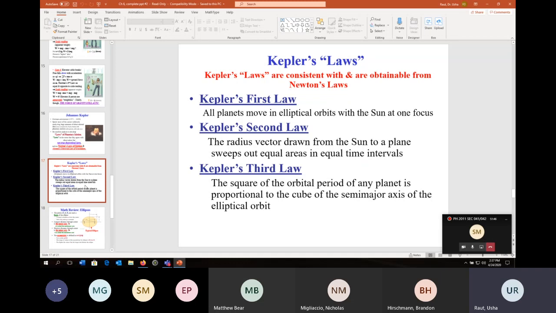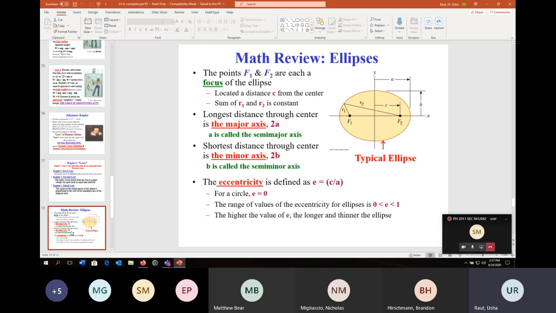It's not circular. And so, for the ellipse, the shorter axis is called the minor axis, and the longer axis is called the major axis. So, that's something that might be interesting. This is just some review of an ellipse. Again, you don't have to know most of it, because eventually the third law is the only law that we really use.